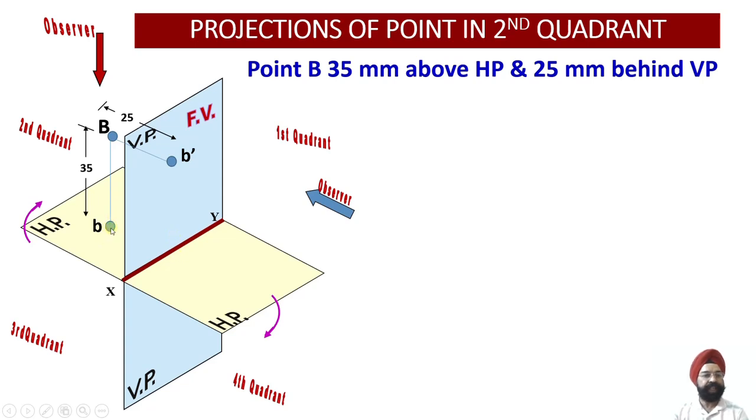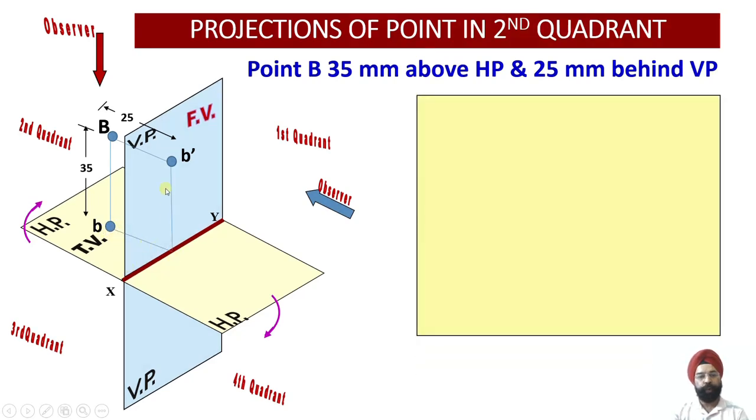So having located this point B, now B stands for the top view. So the top view is obtained on the horizontal plane, and the front view is obtained on the vertical plane. So I have marked the top view over here. Now let us join these two projections, that is the front view and the top view projections. So this way you see we have joined both of these.